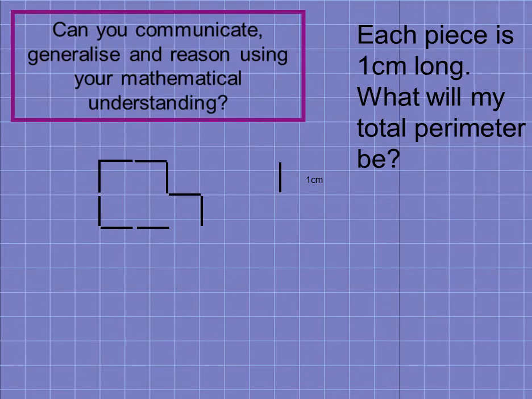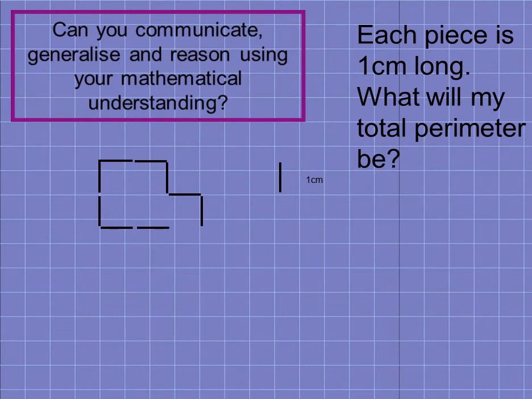Right, I've got an unusual shape to make now. This time, each little line represents a fence, and it's only 1 centimetre long. Now, I haven't completed my shape yet. I've got one piece left over, but count with me how many 1 centimetre pieces I've already used.